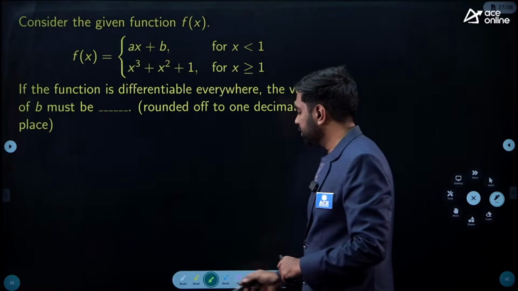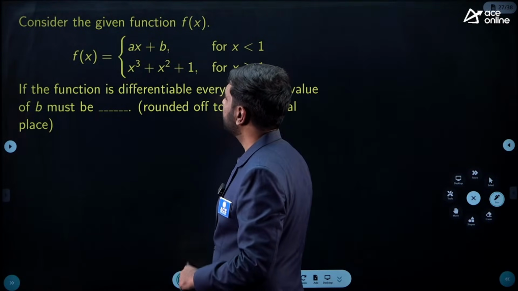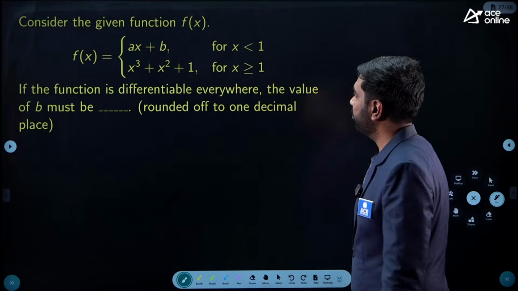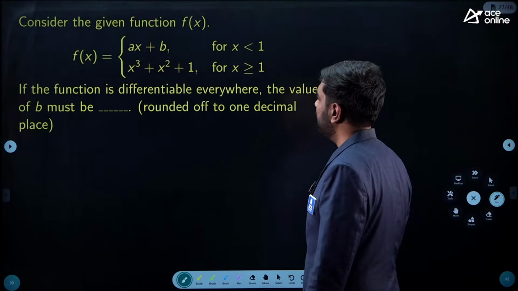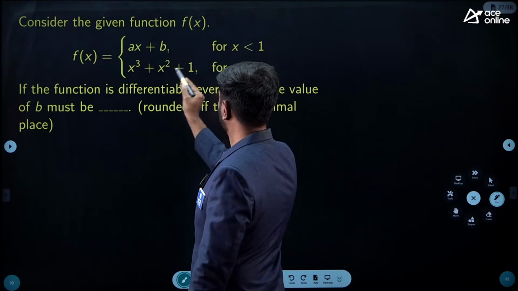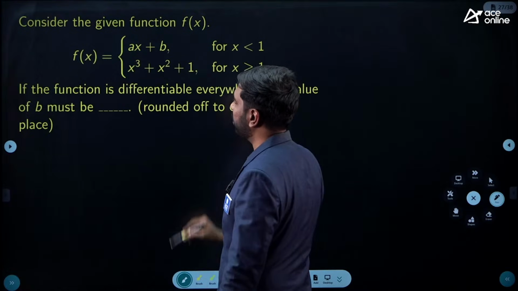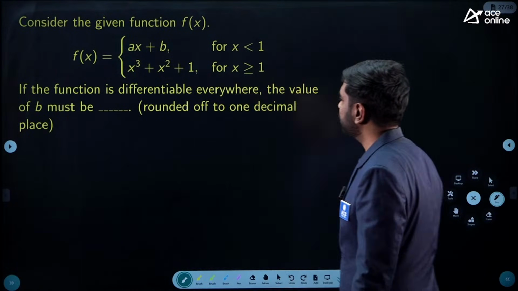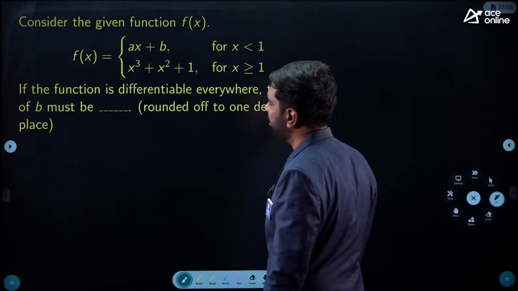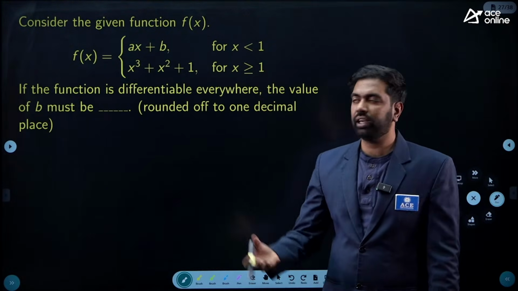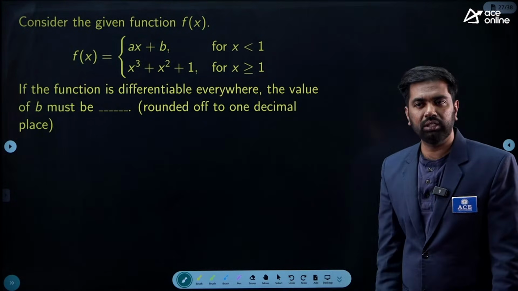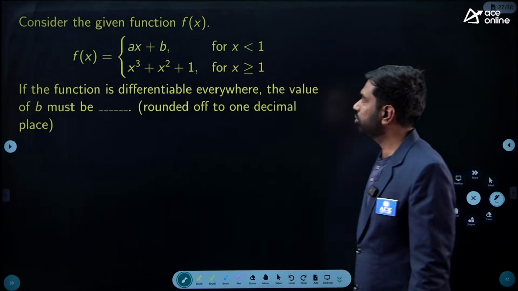So let's see what this question is about. Consider the given function f of x, which is ax plus b for x less than 1, and it is x cube plus x square plus 1 for x greater than or equal to 1. If the function is differentiable everywhere, the value of b must be. So they gave that the function is differentiable everywhere, then the value of b.